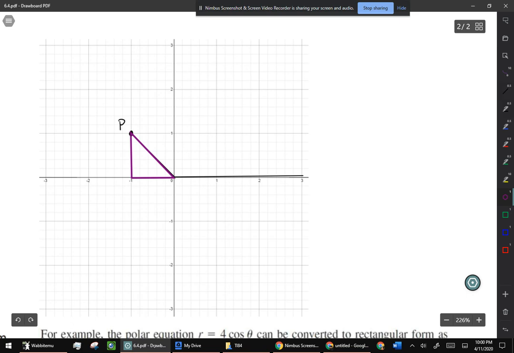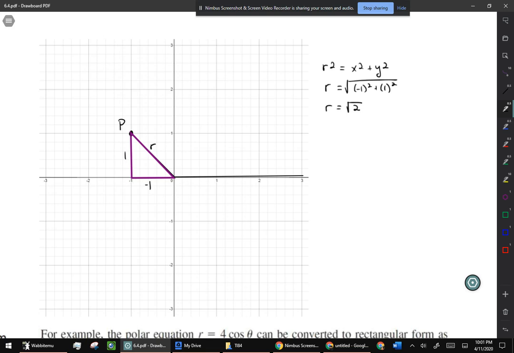And the easy part is the fact that I know that this is 1 and 1. Or actually, we can say that -1 is your x, right? And your 1 is your y. So if I want r, I simply just have the Pythagorean theorem. And so r is equal to the square root of -1 squared plus 1 squared, and r is the square root of 2. And that part is pretty easy.